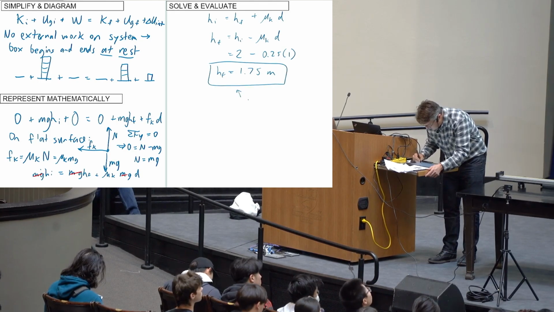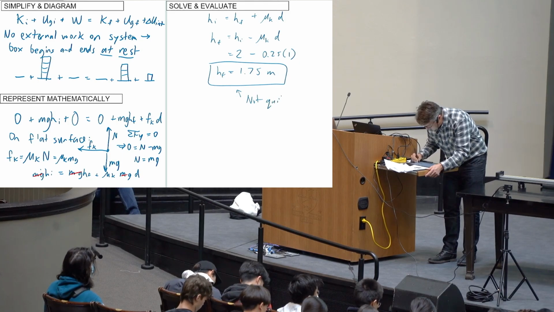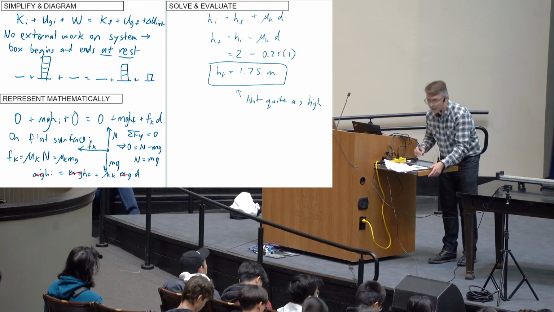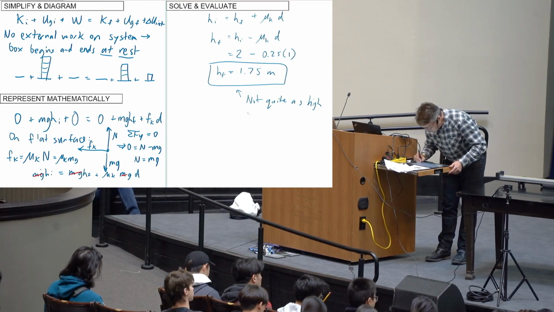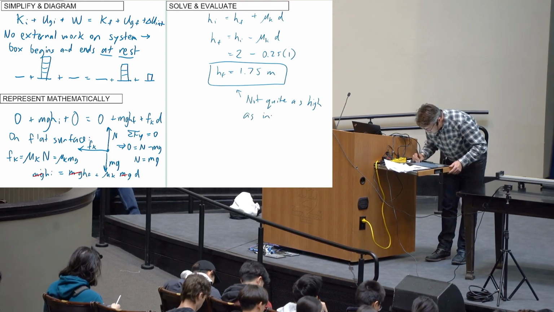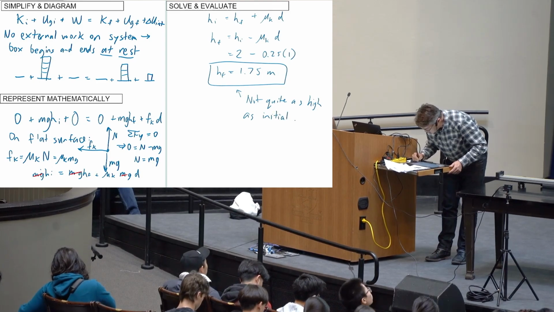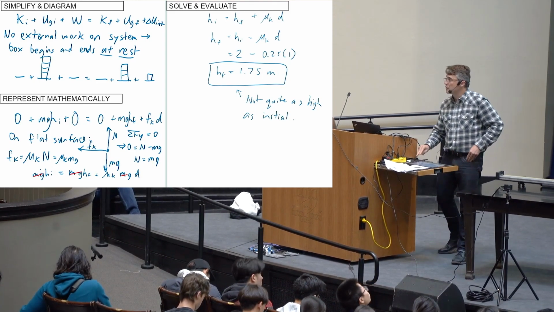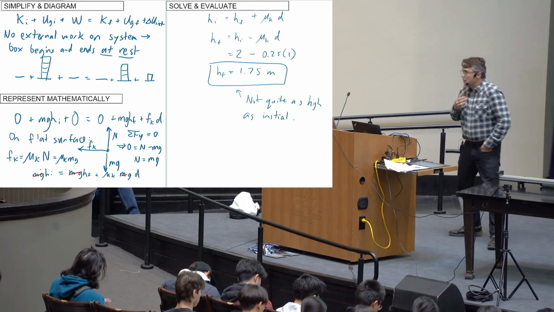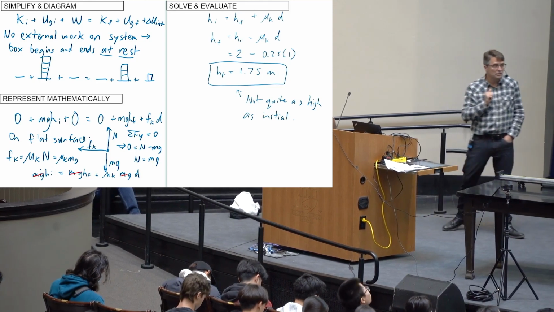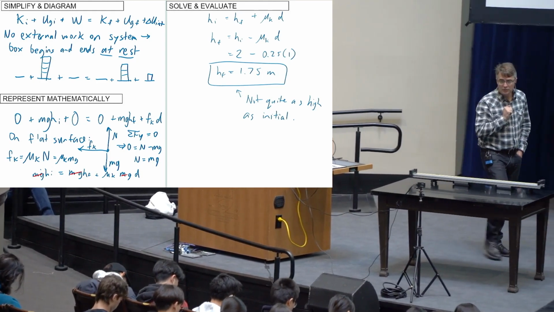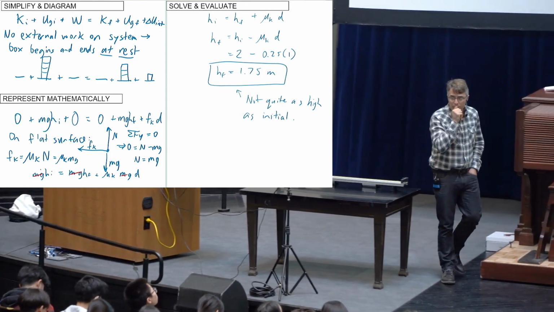Okay. It's not quite as high as the initial, which makes sense. It shouldn't go any higher than the original, because you've lost a little energy as you've slid across the rough surface. Good for discussion. Who's good with that?